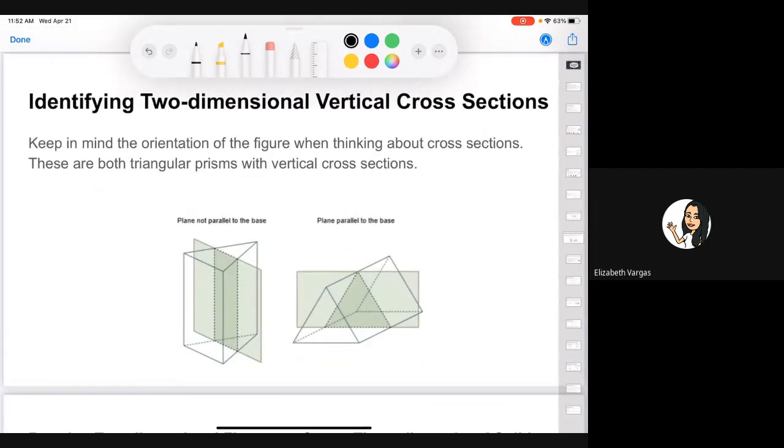Okay, so this one says, keep in mind the orientation of the figure when thinking about the cross-section. These are both triangular prisms with a vertical cross-section. So depending on how the figure is placed, here it's placed on its base and here it's placed on its lateral face. Depending on that, the type of vertical cross-section you get can be different. And so here you get a rectangle, and here you get a triangle. And it's all dependent on how your figure is facing or how it's sitting. And so this one's sitting on its base. These are the bases.